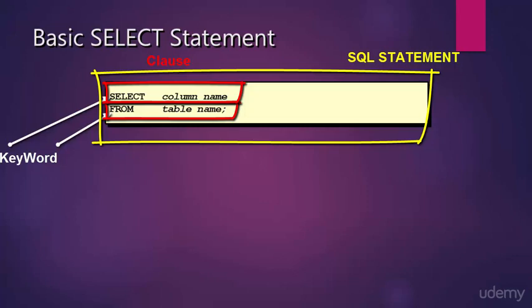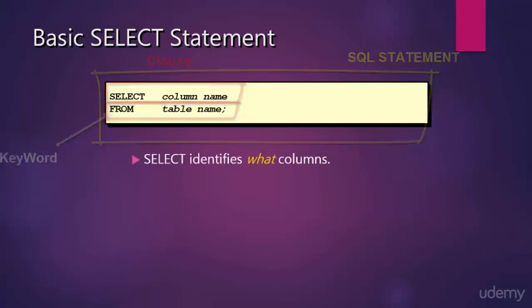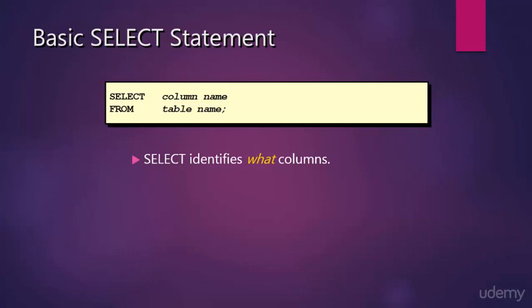So when we use the keyword SELECT, we choose the column names of our table, and in the FROM clause we give our table name. So SELECT identifies what columns to look into, and FROM identifies which table to look into. And whether you write a simple SQL statement or a complex one, there will be at least two clauses. The first clause will be SELECT, then the second clause will be FROM. These are the minimum criteria for a SQL statement.